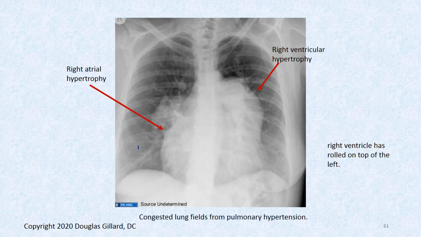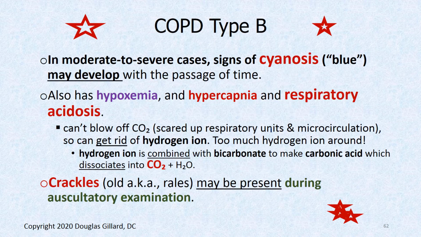How do you do gas exchange through this? You don't do it very well. You can't get the CO2 out of your body. If you can't get the CO2 out of your body, you can't reabsorb acid, and your blood starts becoming acidic. So you get respiratory acidosis. So COPD B patients get hypercapnia, which is too much CO2. And if you have too much CO2, you have respiratory acidosis as well.